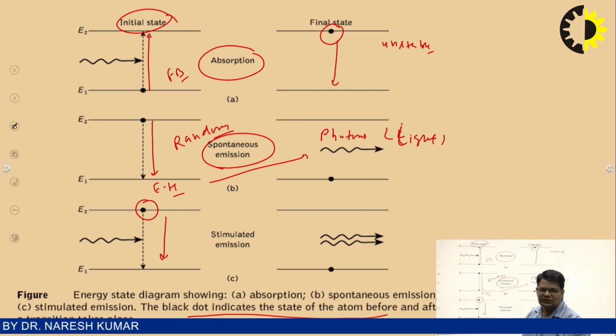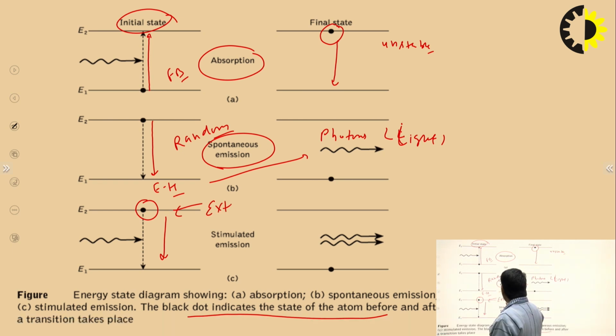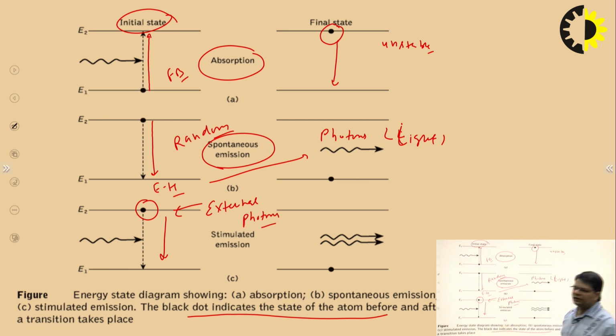As the higher state is an unstable state, we can use an external particle. So we can use an external photon to bring it back down. So we are using an external particle to bring it back down, and when it is brought back down, the electron and hole pair combine together and a photon is generated.